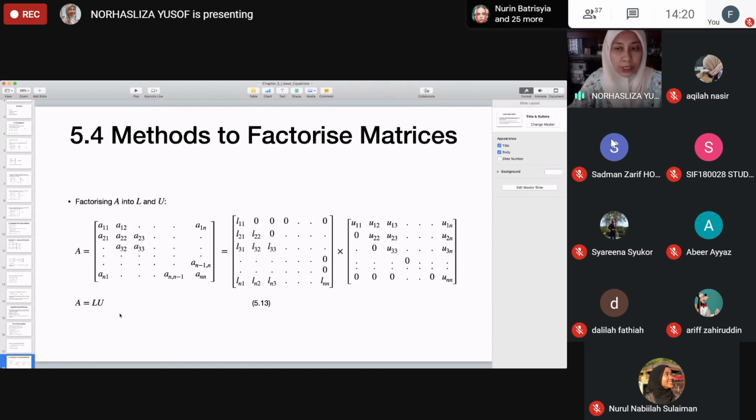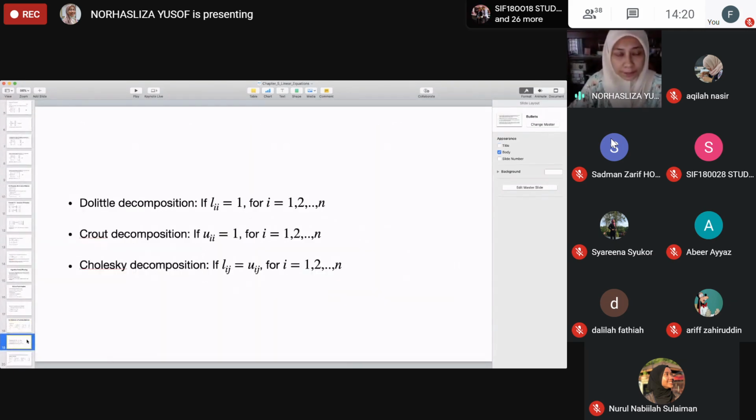Okay, so when you have LU factorization, there are few methods to do this LU. The one that I've shown you before, that is what we call as a Doolittle method, right? So you can see we have few conditions here. We have Doolittle decomposition. Decomposition means reduction. So when you say decomposition, it means that you decompose into L and U. You don't solve for X yet, all right?